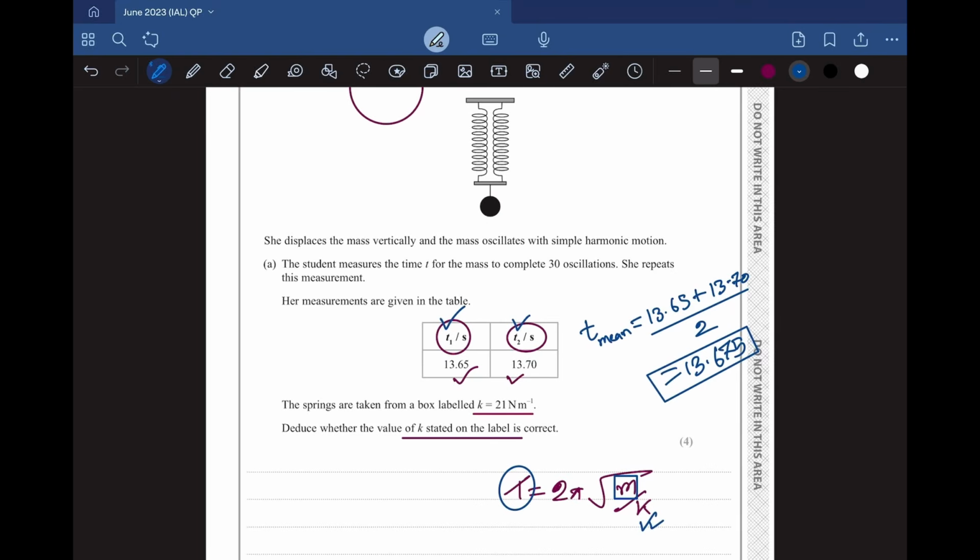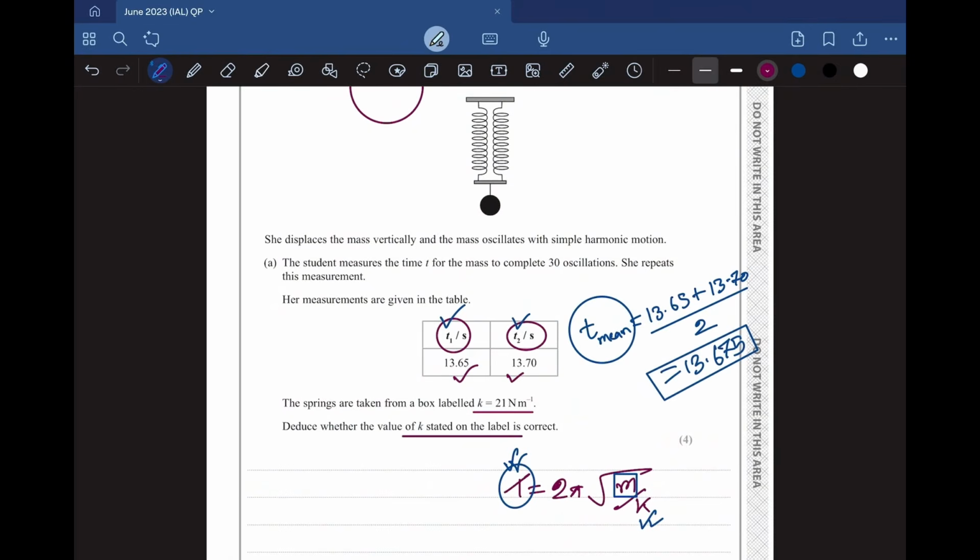Now we are not going to work with this time taken, because this formula is for time period. Time period means the time taken for one complete oscillation. Now this time was for the mass to complete 30 oscillations, but time period is for one complete oscillation, the time it takes for one complete oscillation.